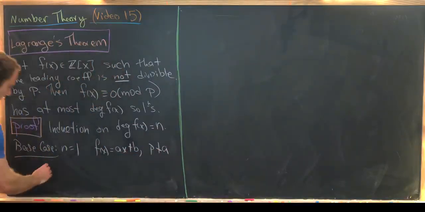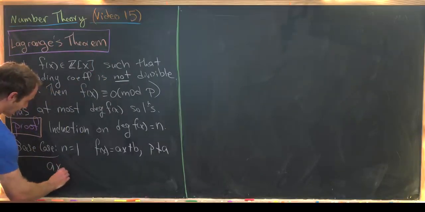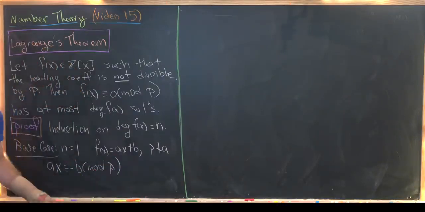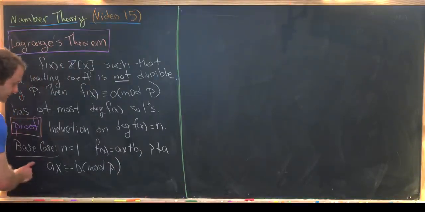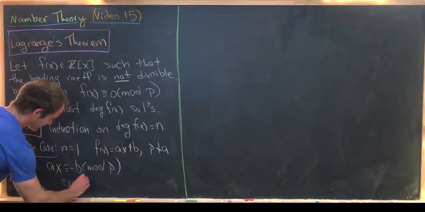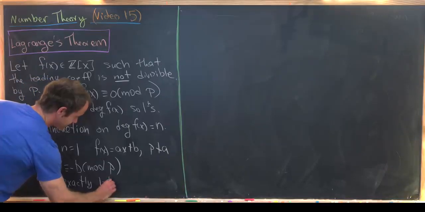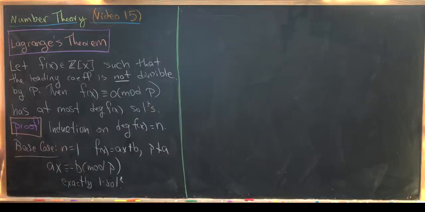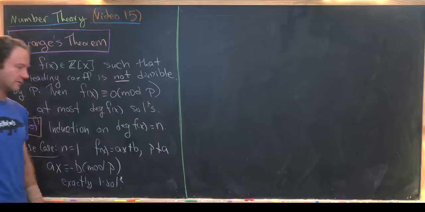And so that means we're trying to solve the congruence ax is congruent to minus b mod p. But by a previous video, we know exactly how many solutions there are for linear congruences. And in this case, there is exactly one. So I'll just write that down here, exactly one solution. And notice that 1 is most definitely equal to the degree of f of x in this case. Again, that's by a previous video, and we've done lots of stuff with linear congruences already.